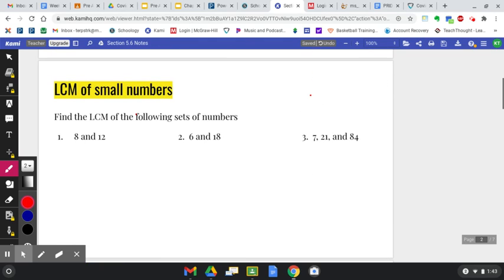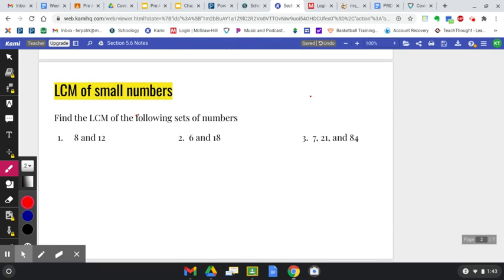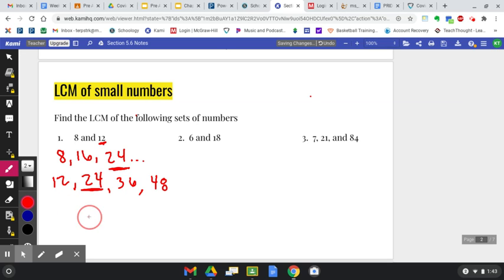So, finding the LCM, the least common multiple of smaller numbers, right? We can do it just like we started there, right? I can start with 8, and then I would have 16, and then I would have 24, right? And I can keep going, but I know that if I were to start doing multiples of 12, 12, 24, dot, dot, dot, right? I could go 12, 24, 36, 48, but I can stop there because I know that they run into each other right there at 24. So 24 is the LCM of 8 and 12, right?